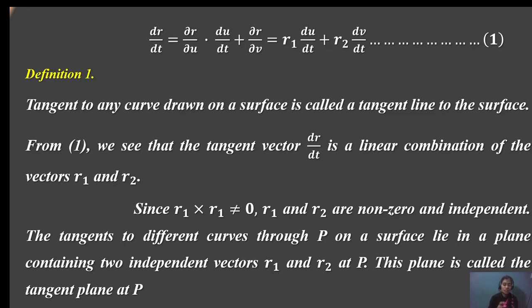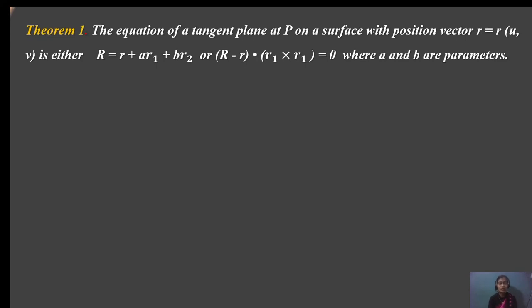This plane is generated by r1 and r2, where r1 cross r2 is not equal to 0. Both of these conditions hold for the tangent plane at the point P. Okay, this will be given. Let us start with the first theorem.